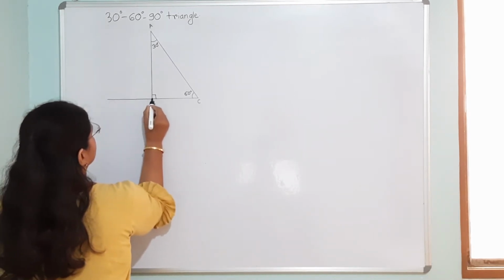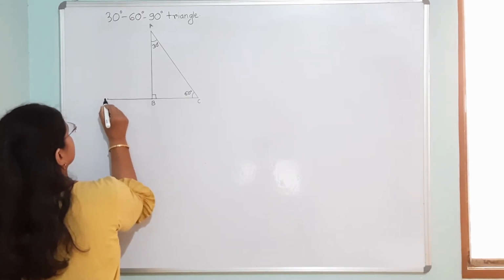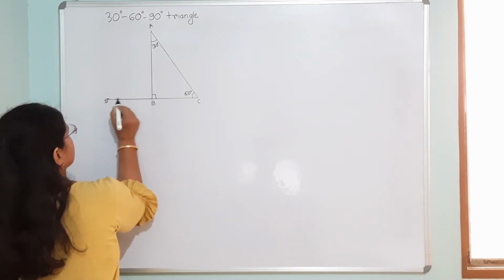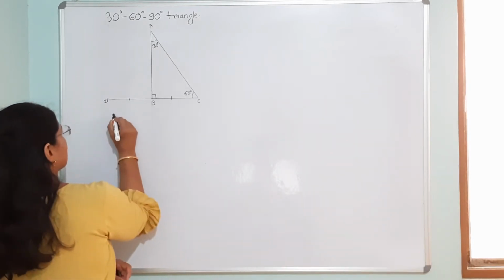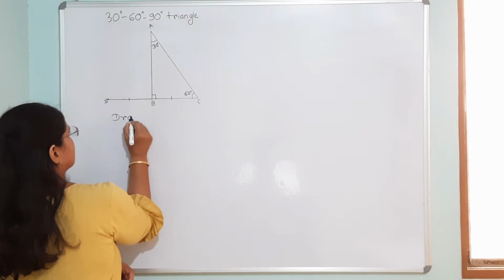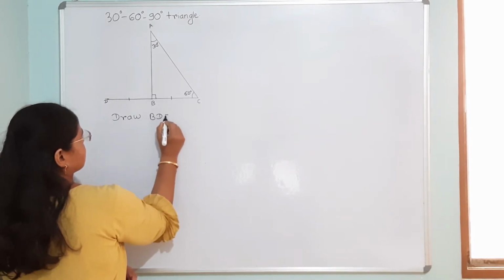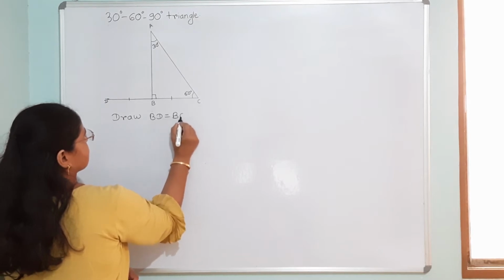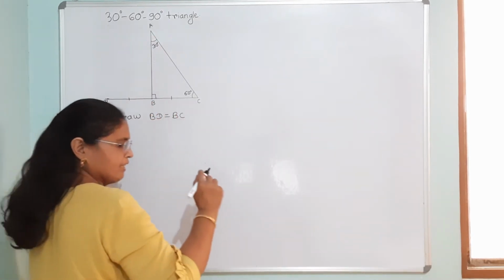a side, let us say BD, just equal in length with BC. Let us draw BD equal to BC. Now let us join this D and A.